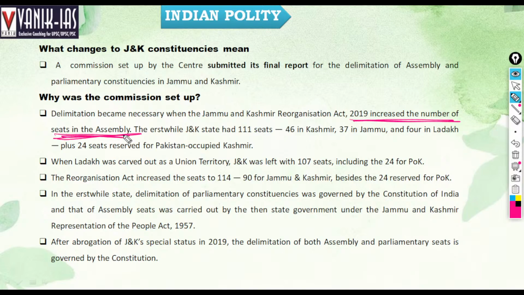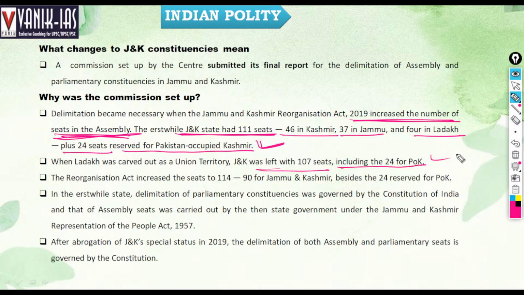Erstwhile Jammu and Kashmir had 111 seats: 46 in Kashmir, 37 in Jammu, and 4 in Ladakh, plus 24 seats reserved for Pakistan-occupied Kashmir, POK. When Ladakh was carved out as a Union Territory, Jammu and Kashmir was left with 107 seats, including 24 in POK. The Reorganisation Act increased the seats to 114, that is 90 in Jammu and Kashmir, besides 24 in POK.